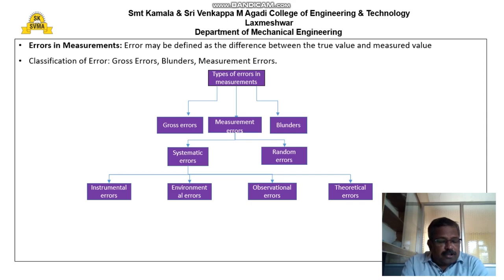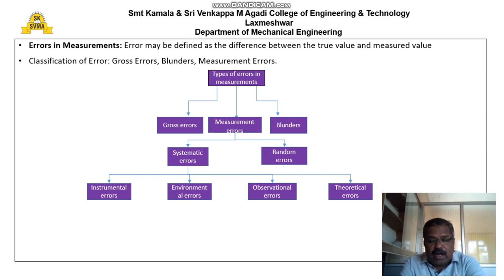Blunders are the final source of errors, and these errors are caused by faulty readings, recording a wrong value of a measurement, or misreading a scale. This is known as blunders. Next, measurement errors are broadly classified into two types: one is systematic error, another is random error. Systematic errors that occur due to a fault in the measuring devices are known as systematic errors.